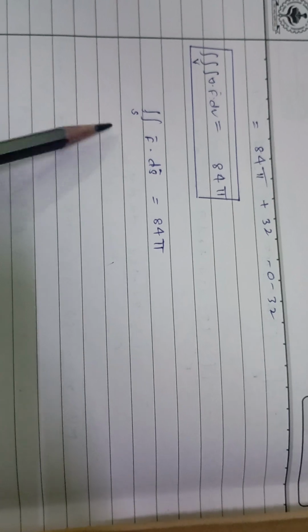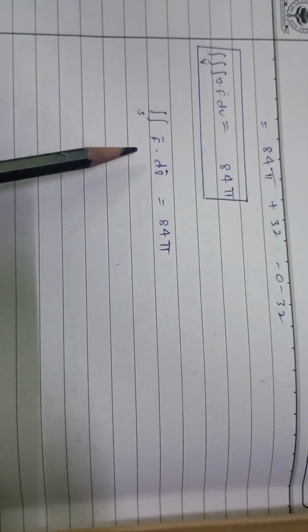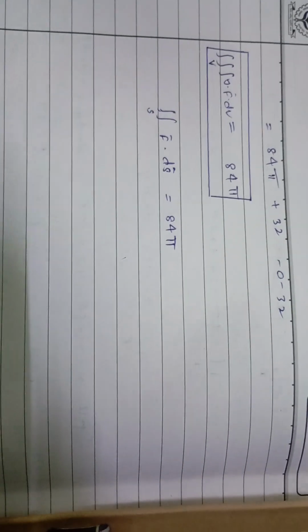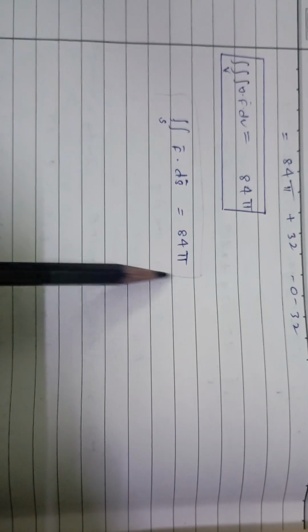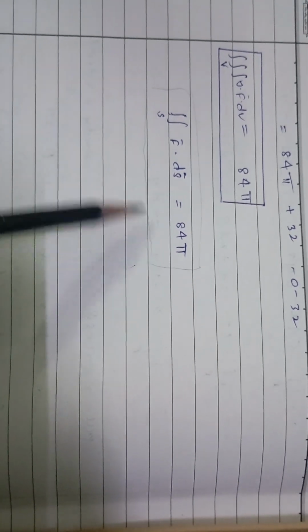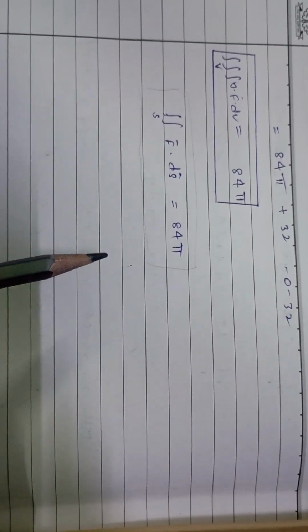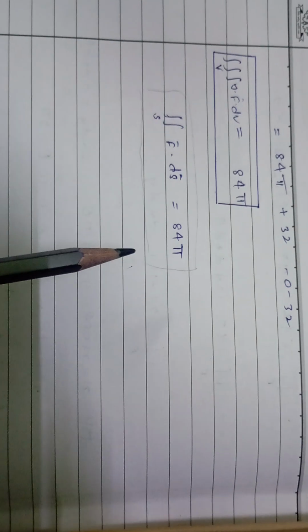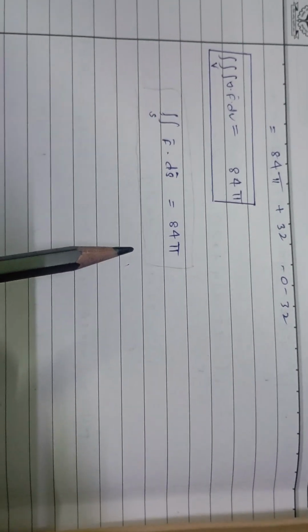Hence, the surface integral of the given vector point function would be 84 pi. Hence, we used the Gauss divergence theorem to evaluate the surface integral of the normal component of the given vector point function.